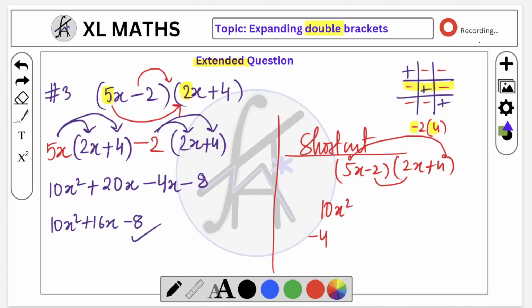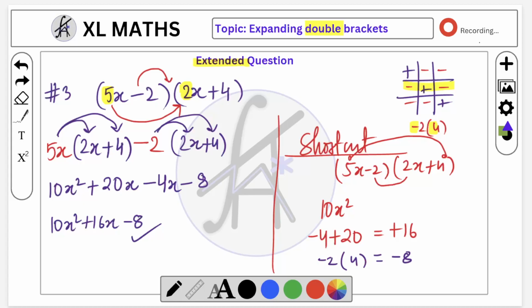So 5 times 4, they both are positive, no? 5 times 4 is a positive 20. So a positive 20 minus 4 gives you a positive 16. The last step is the same: you take both the constant numbers, that means minus 2 and 4, and multiply them. That gives you minus 8, right?